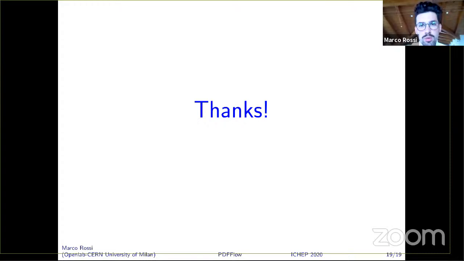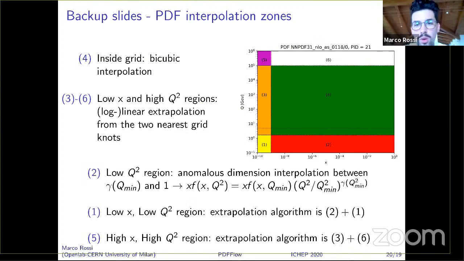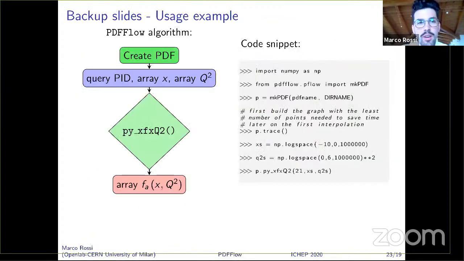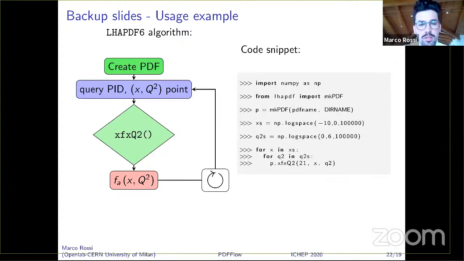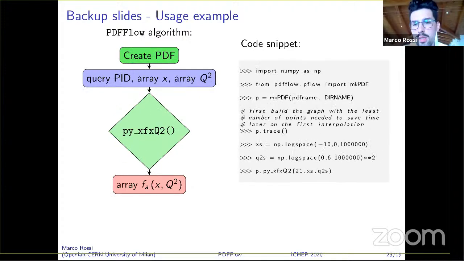As you can see, I want to show you some code. Here you have LHAPDF6, so the usual chart presented before. As you can see, you just have 4 or 5 lines of code. You have to declare a PDF and then query all the points with a for loop. With PDFFlow, it's the same. You declare a PDF and then you use it with your interface.